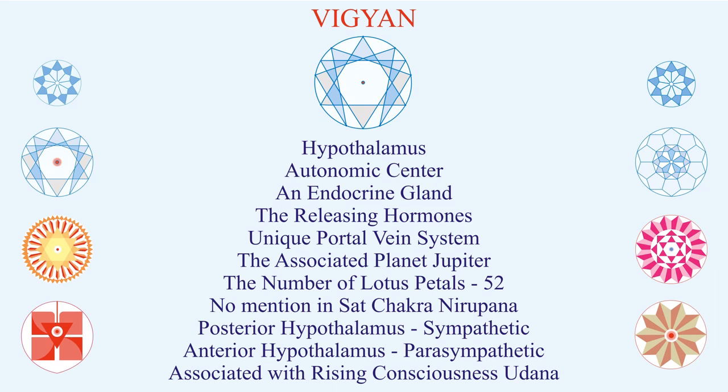It is associated with the posterior hypothalamus, which is with the sympathetic system. The anterior hypothalamus controls the parasympathetic actions. Why? That also I have explained quite well. And this is also associated with rising consciousness, or Udana Prana.